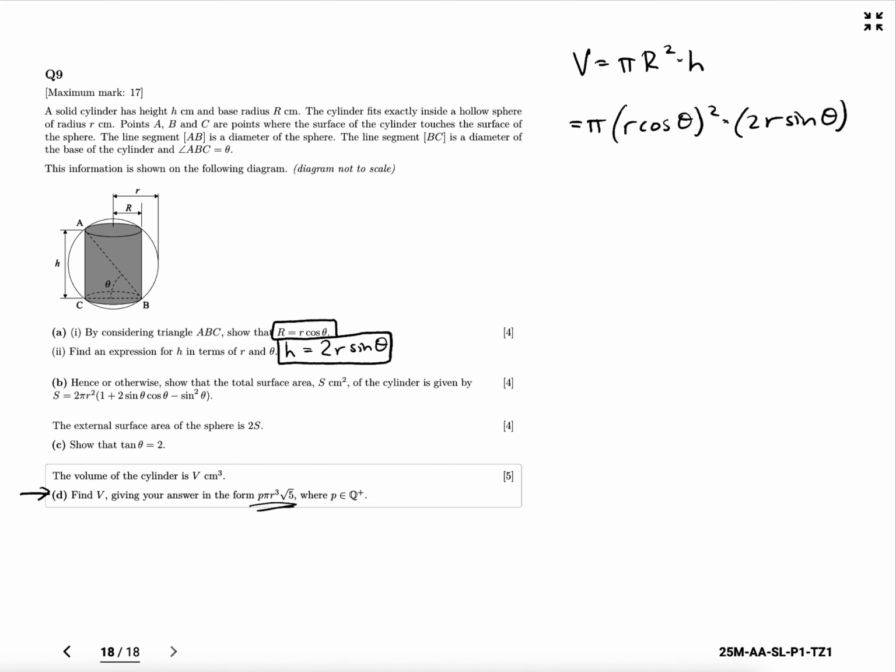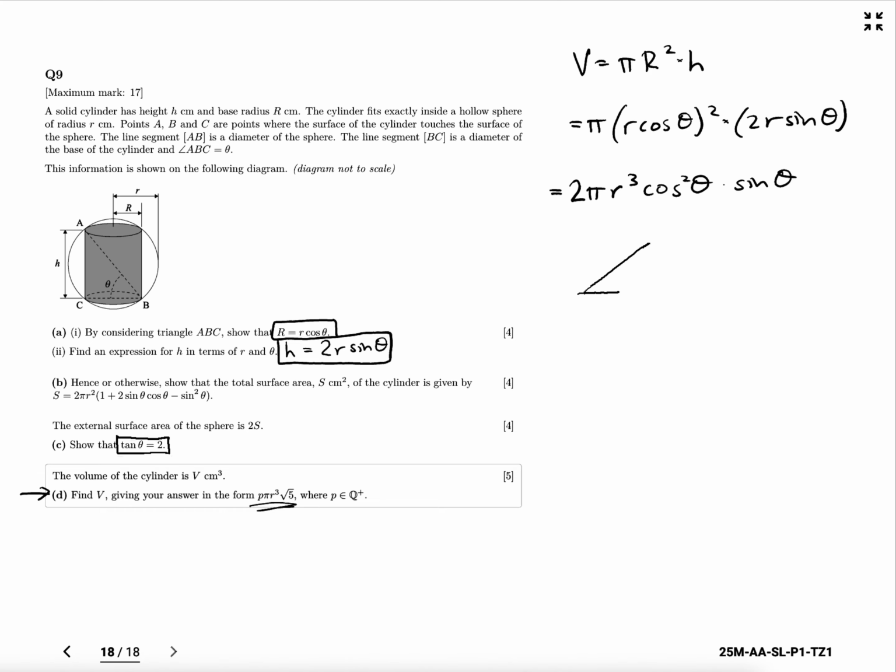Okay, and we can simplify this a bit. The 2 we can put outside. We still have the pi. And how many r's do we have? We have r squared and 1 r, so r cubed, cos squared theta times sine theta. And this part is looking good already. We just need to do something with the cos and sine. And we already know that tan theta equals 2.